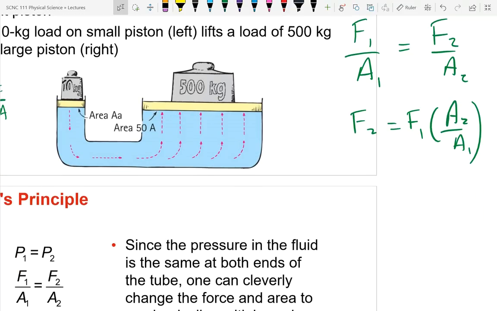So if you have area 2 is 50 times bigger than area 1, then force 2 can be 50 times bigger than force 1. So that's another kind of simple machine, something that allows us to do work with less force. Still have to have the same total work.